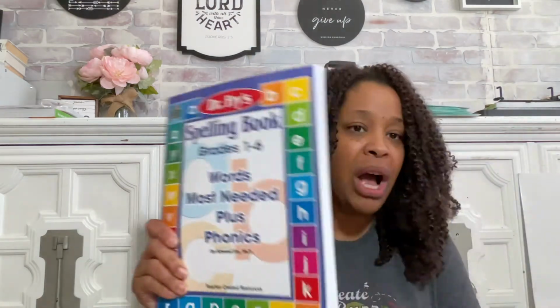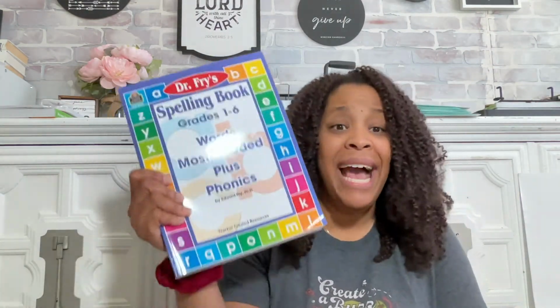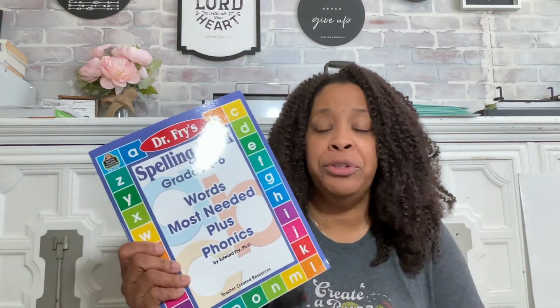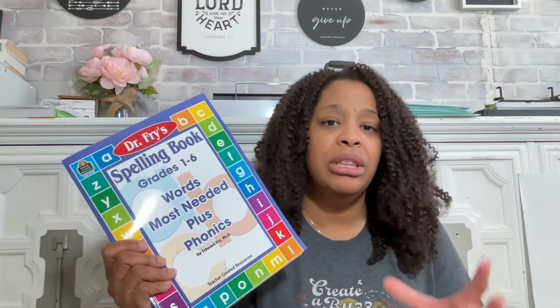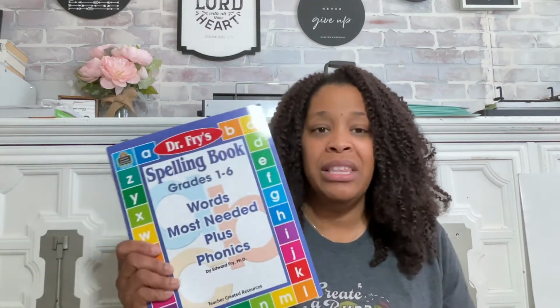So we are using Fry's spelling book, grades 1 through 6, Words Most Needed plus Phonics. What's great about this is it has a test in here, so you can test your child to see where they fall, what words they know. You'll know whether to put them in level 1 or level 3, because the levels don't necessarily correlate with the grades. Just because they're in grade 3 does not mean that they're going to be on level 3 spelling words. So there's a test in the back where you can find out where they fall. For Kennedy, when I tested her, she got all the level 3 correct, and she missed 3, I think, of the level 4.